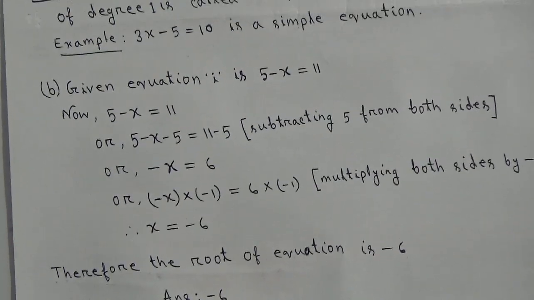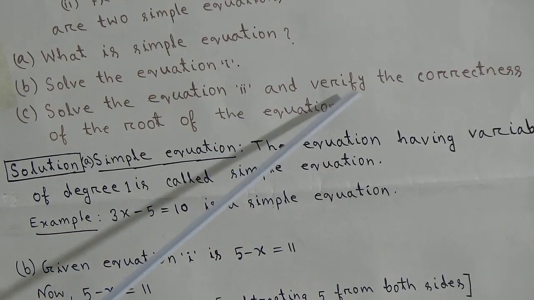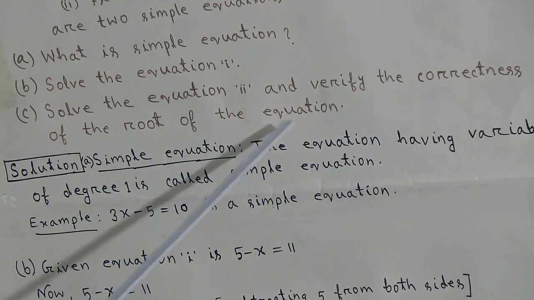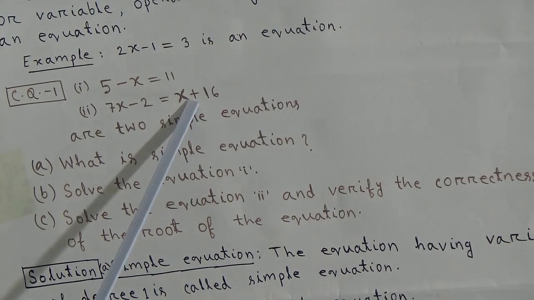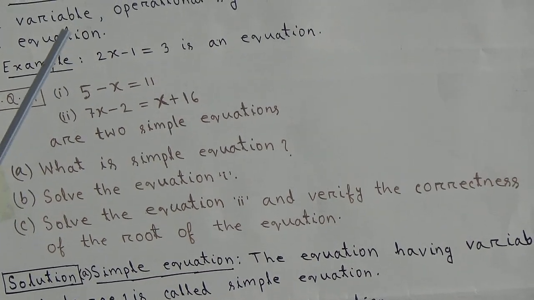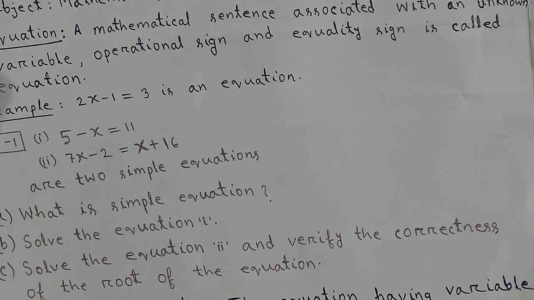Now, we will solve C number question. Solve the equation 7x minus 2 is equal to x plus 16 and verify the correctness of the solution. At first, we will solve the equation, then we will verify whether our answer is correct or not.